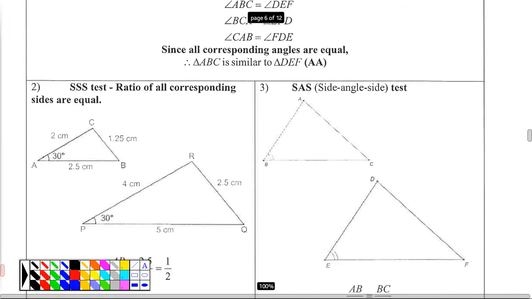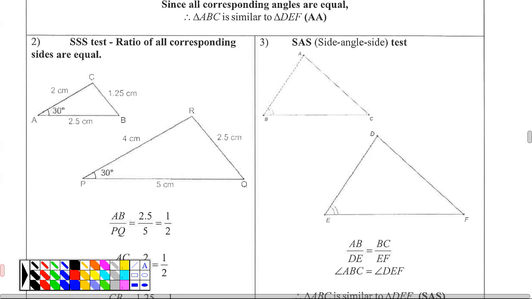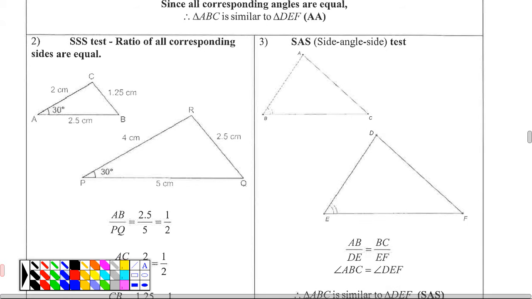Now, if I have SSS, I thought the lengths are different. Why? Because the ratio is the same. So I'm looking at the ratio. Now, 90% of the time you are not using this. 90%.